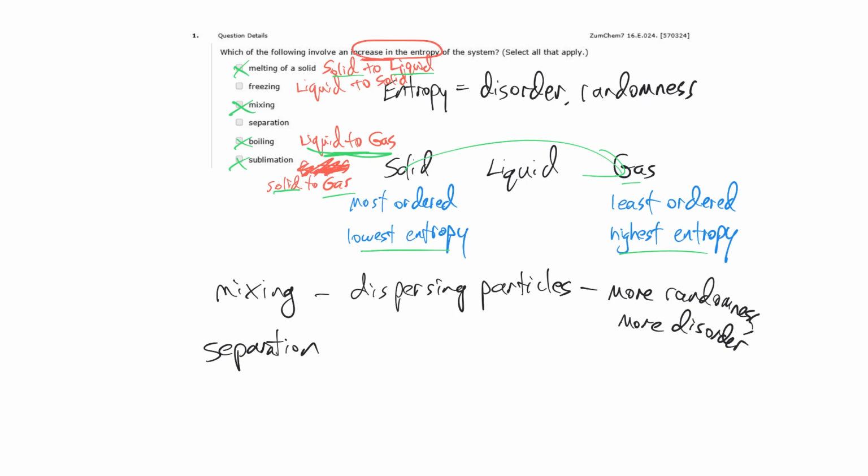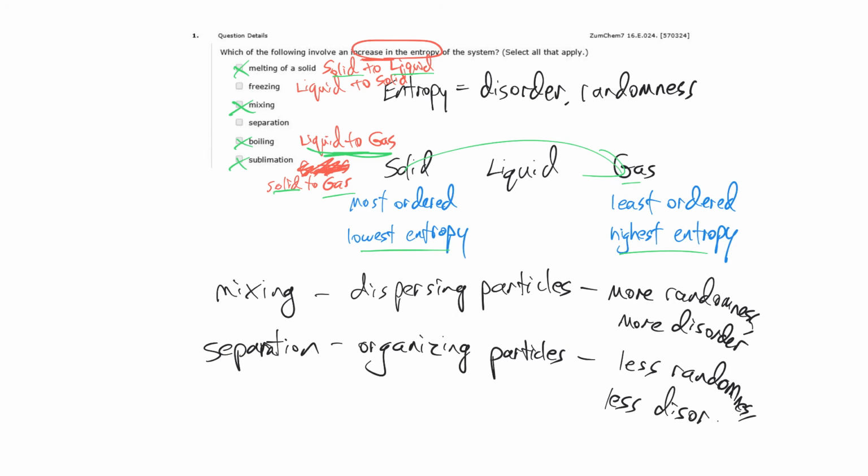What about separation? When you're separating something, you're organizing your particles. Like, let's say you have a pile of clothes in your bedroom. Well, if you separate them and hang them nicely on the hooks or the pole in your closet, you're organizing your room. You're making less randomness and less disorder, which is a nice thing to do for your room. Your parents will appreciate it. But it is not an increase in entropy, so do not check the box for separation. Instead, check melting, mixing, boiling, and subliming.